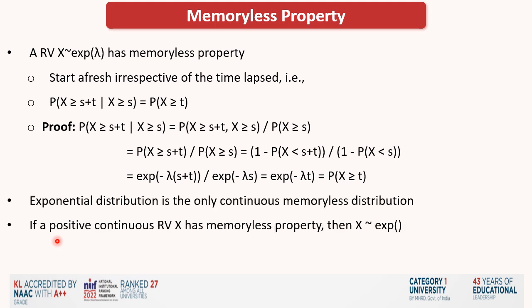In fact, the exponential distribution is the only continuous memoryless distribution, and if a continuous random variable x has the memoryless property, then it has to be an exponential distribution. So it's a very important property. That's why the exponential distribution is widely used in many different fields.